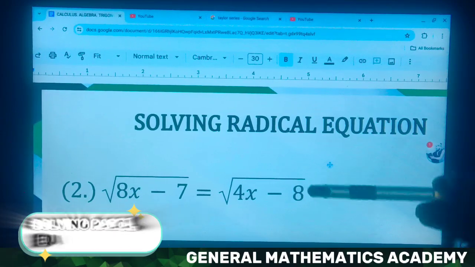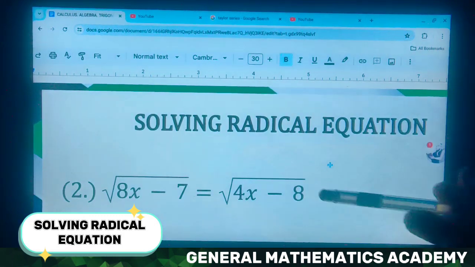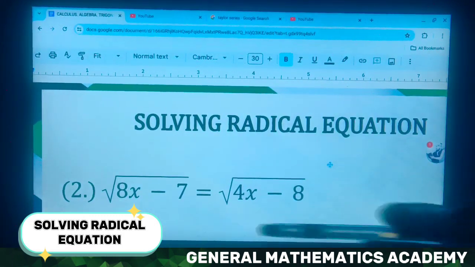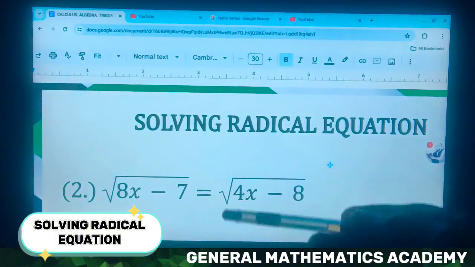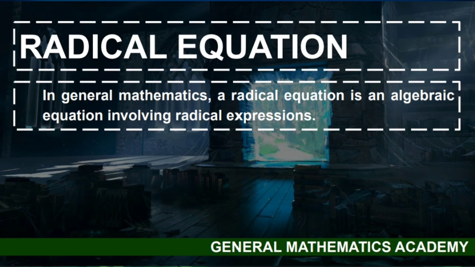So in this mathematics video presentation, I am just going to discuss the process of solving a radical equation. So here we have a radical equation: the square root of the quantity 8x minus 7 is equal to the square root of the quantity 4x minus 8. So in general mathematics, a radical equation is an algebraic equation involving radical expressions.